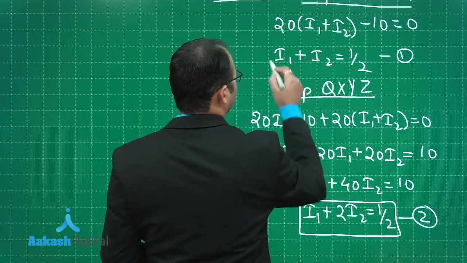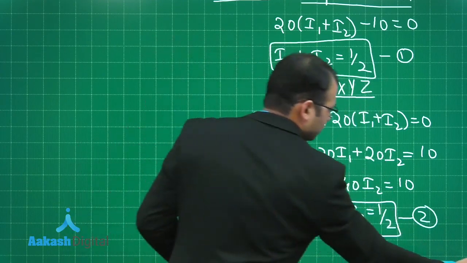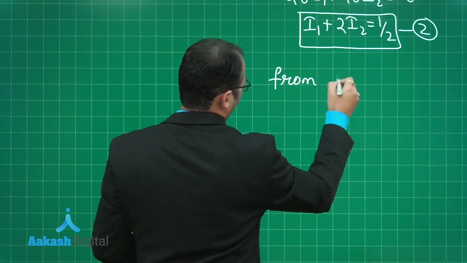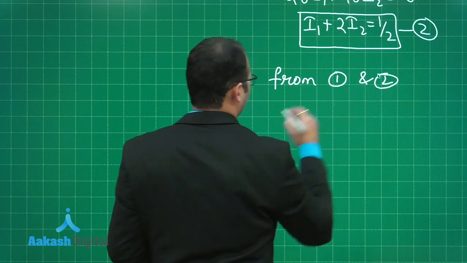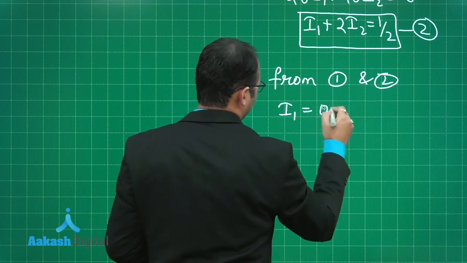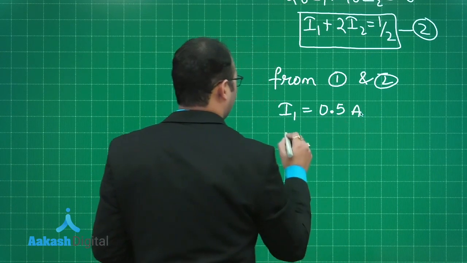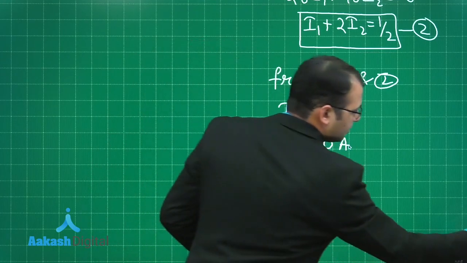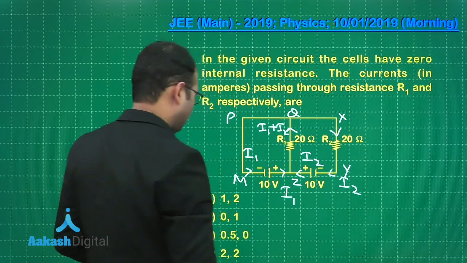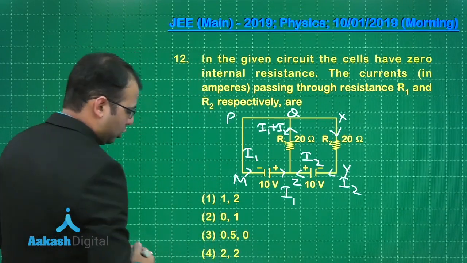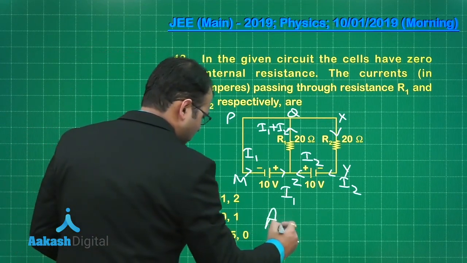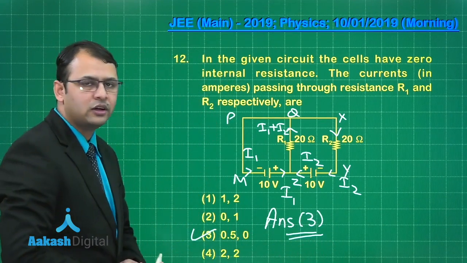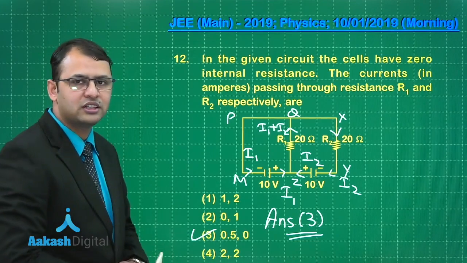So, with these two equations, solving from 1 and 2, you will get I1 as 0.5 ampere and I2 as 0 ampere, right? Let's see which is the best suited option. From the 4 options given here, option 3 is the right answer to this question, right? Let's move ahead and see question number 13 in the next section.